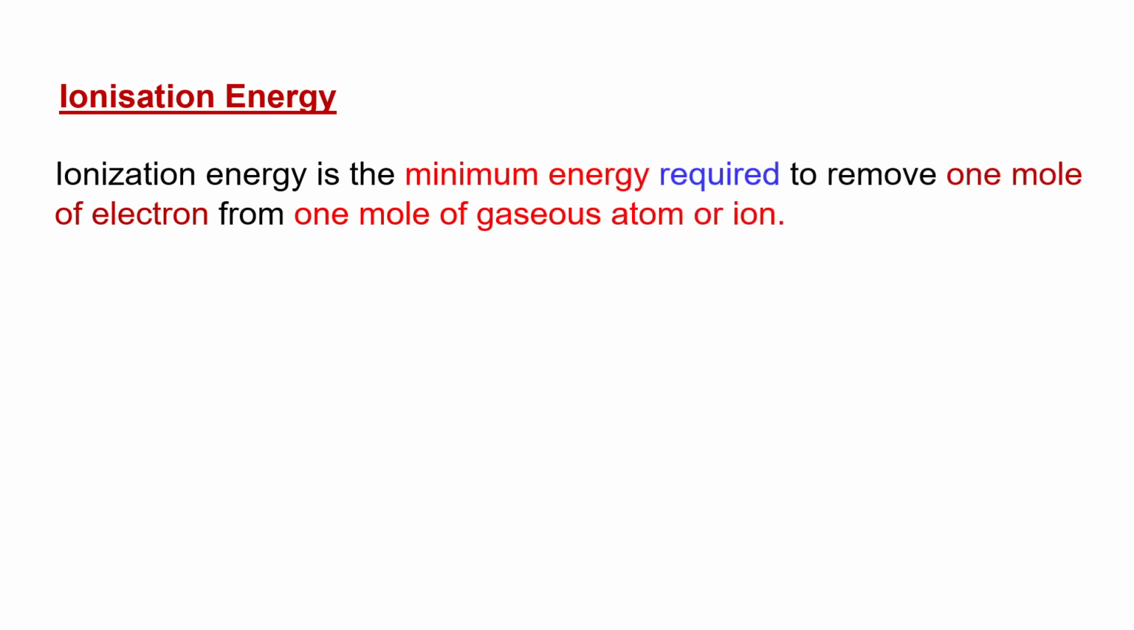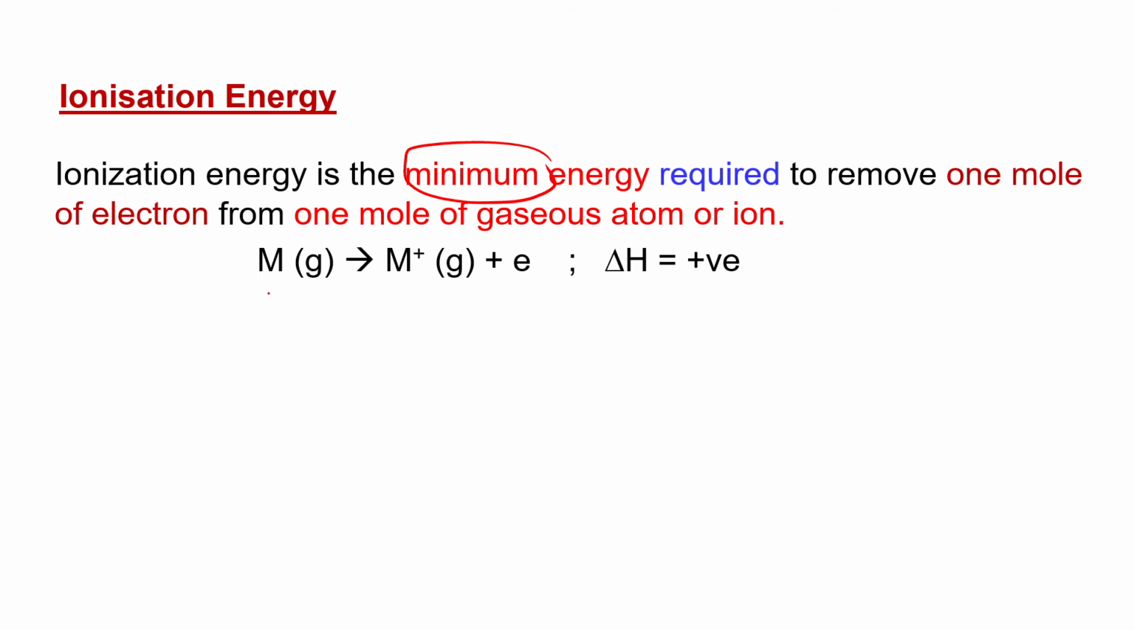Okay, this is a new term for you, ionization energy. The minimum energy required to remove 1 mole of electrons from 1 mole of gaseous atoms or ions. Minimum energy required means the least possible energy used to remove the electron. So we have this general equation. Element M is a gaseous atom. When we remove an electron from neutral M, it becomes M+, producing a positive ion. This refers to removal of the first electron. Because energy is required, it is always positive.